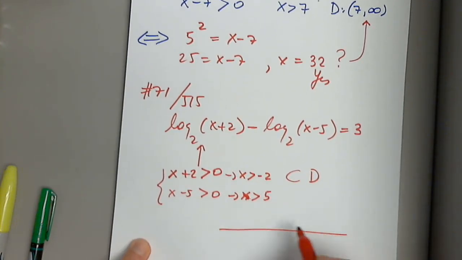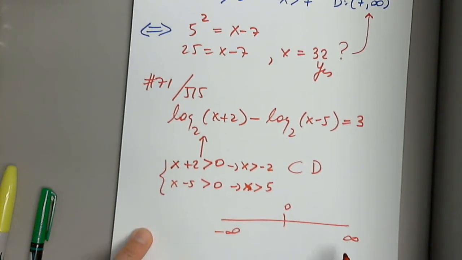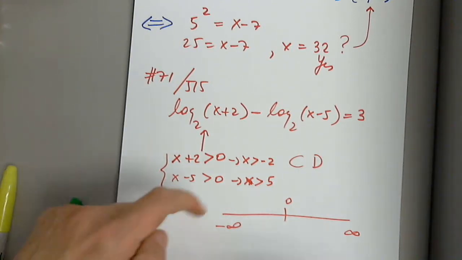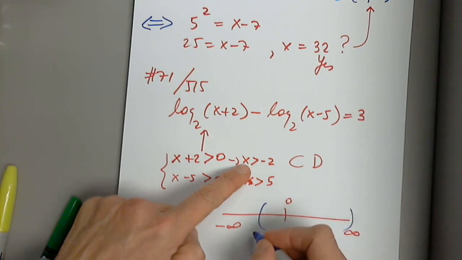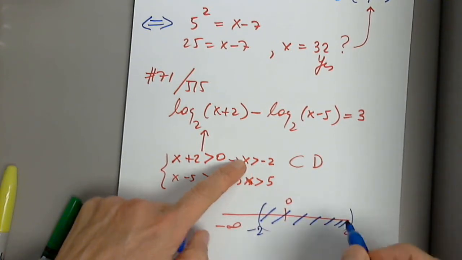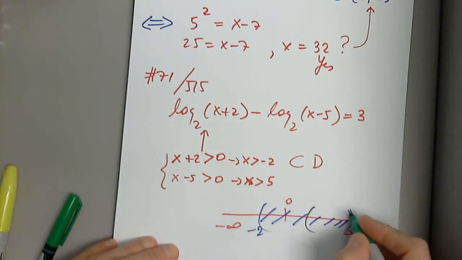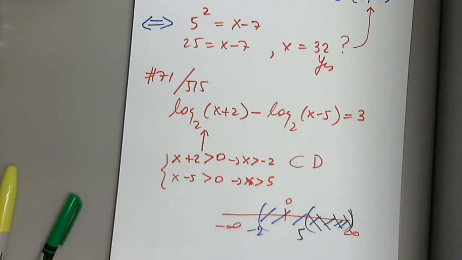Let's graph them for now. We don't have to. But it can't be negative 2, right? Yes, that's true. That's why it's not equal to. So negative 2 to infinity, let's say this is negative 2. This is in blue. And then 5 to infinity, and this is in red. I need both colors, meaning blue and red.